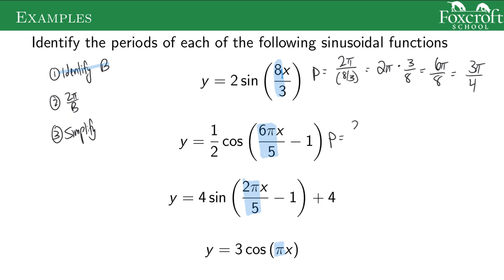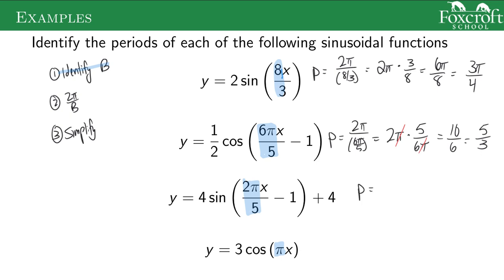All right, this one, 2 pi over 6 pi over 5 is 2 pi times 5 over 6 pi, where we just flip that bottom fraction and make it multiplication. Those cancel. It can be 10/6, which is 5/3. So this graph is going to repeat every 5/3.